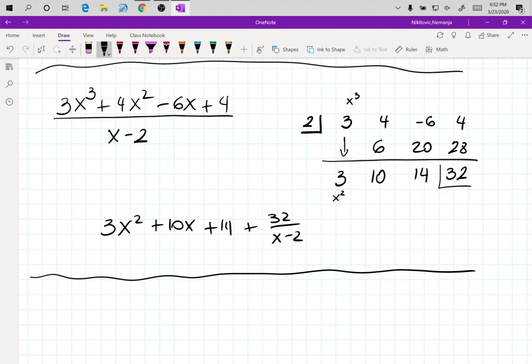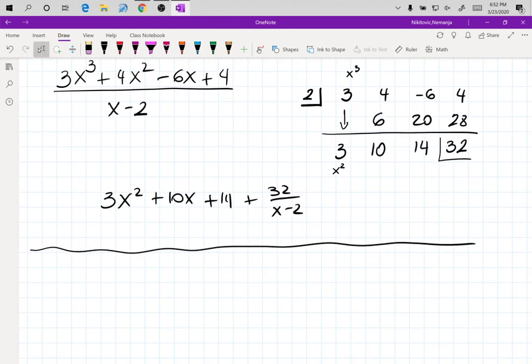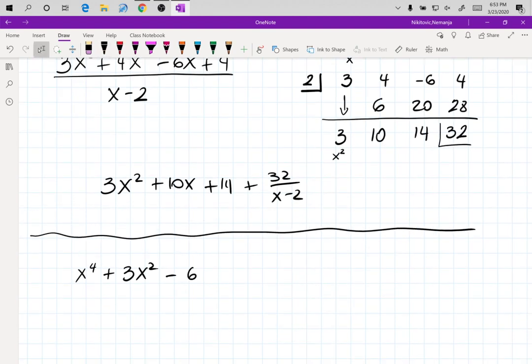Would like to do one more example with synthetic division, and this time I will have some terms missing, and if you have anything missing, you just put the 0 for it. So let's say we have x to the 4th plus 3x squared minus 6 divided by x plus 3. Doesn't really matter, right? Make up anything. You can really make these up and just practice them.